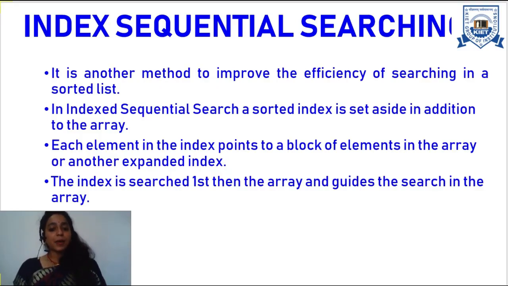What we are doing is, apart from this sorted list of elements, we are also making the index set of this sorted list. Now we can make only a single index set, or we can make multiple index sets, that depends on the amount of data that is being stored. And in this case, each element in the index points to a block of elements in the array, or another expanded index. First we search the element in the index file, and with the help of this index file, we are searching in the main array. Okay, let's take an example.